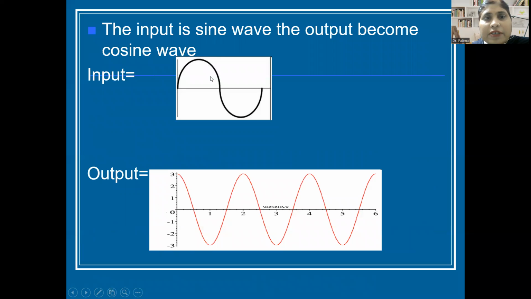Now, if a sine wave is given to the integrator, the integration is minus of cosine. But since the output is available in negative form because of the presence of the inverting amplifier, the minus cos will become plus cos. So the integration of a sine wave in this integrator circuit will give a positive cosine wave.